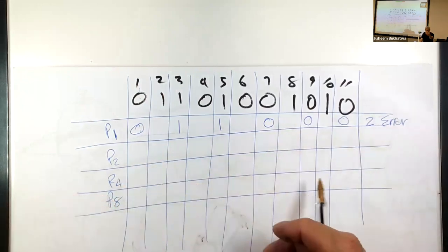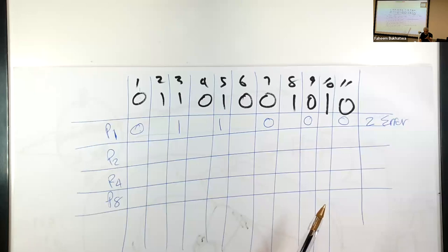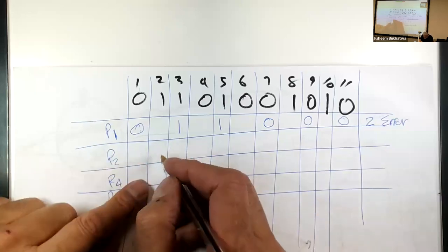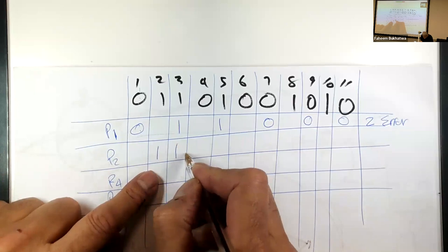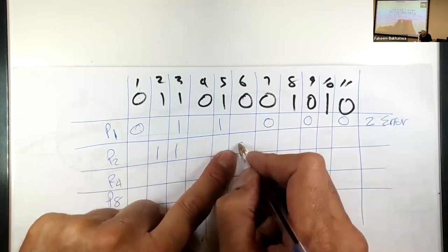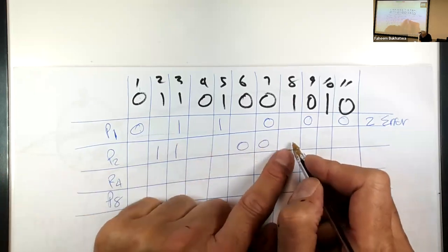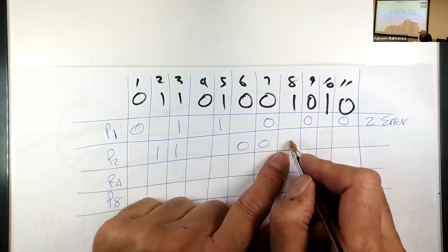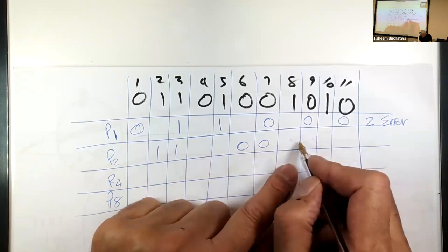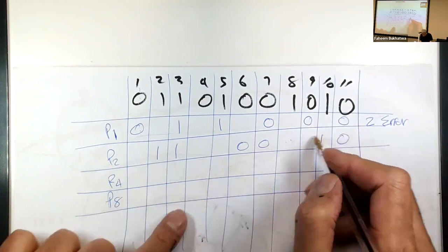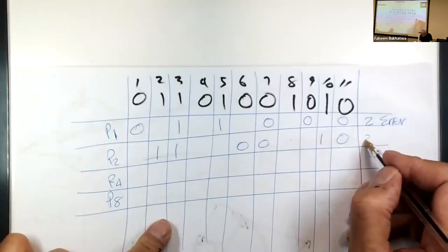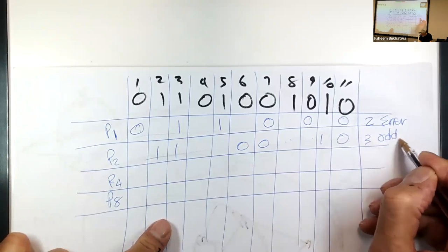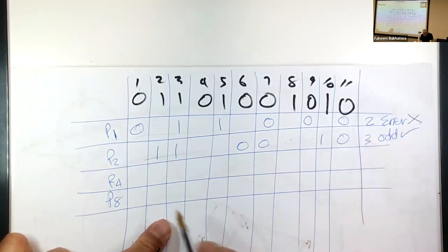Right. Next person. P2. 2 and 3. Yes, 4, 5, then 6, 7. And 10 and 11. Skip 8 and 9. Then 10 and 11. And how many are there? 3. So that's it. Odd. That's okay, but this one is not okay. P4.